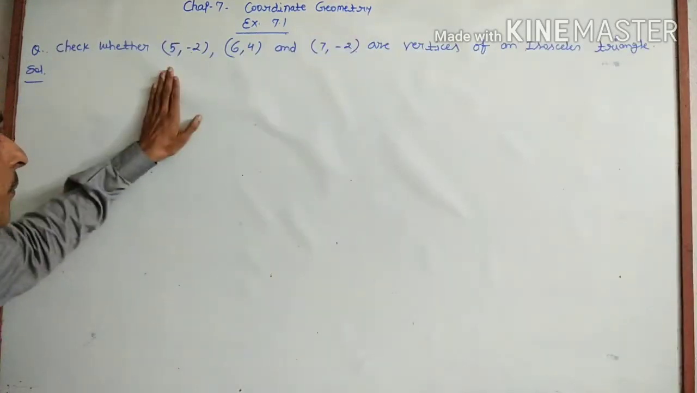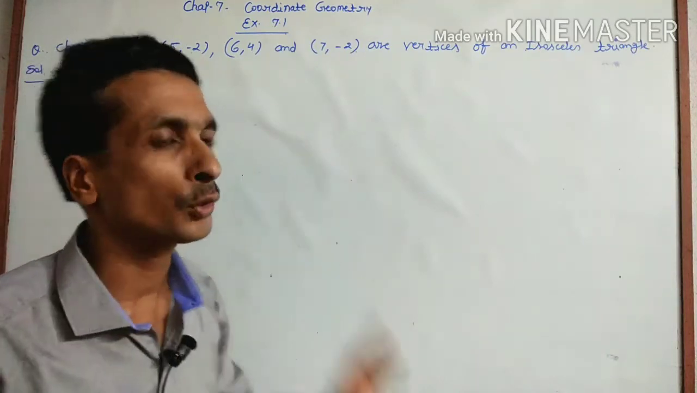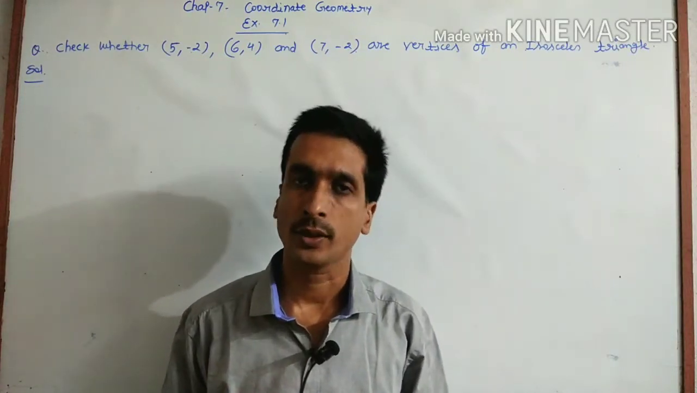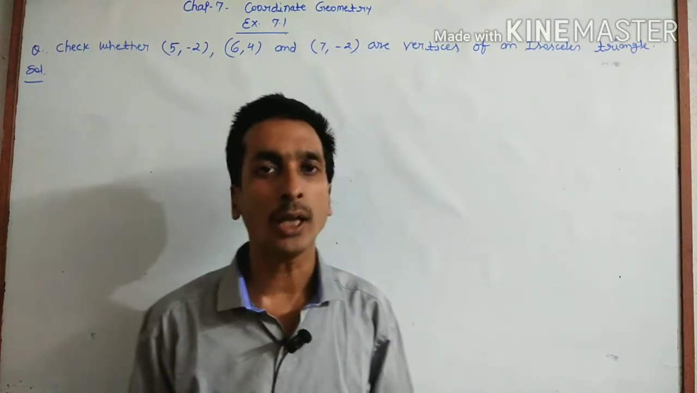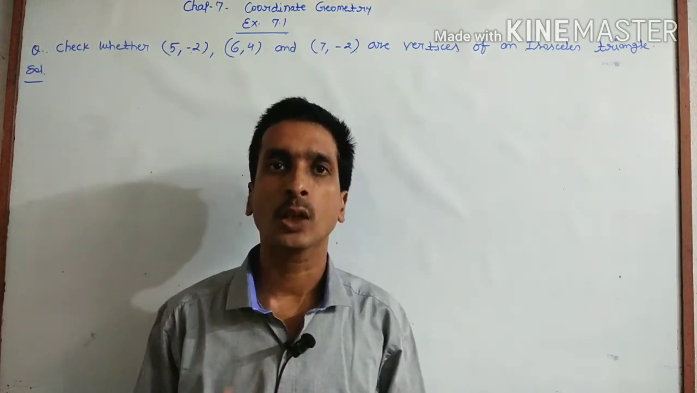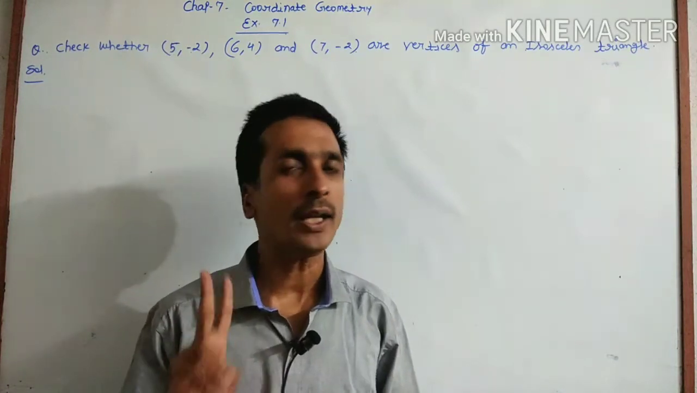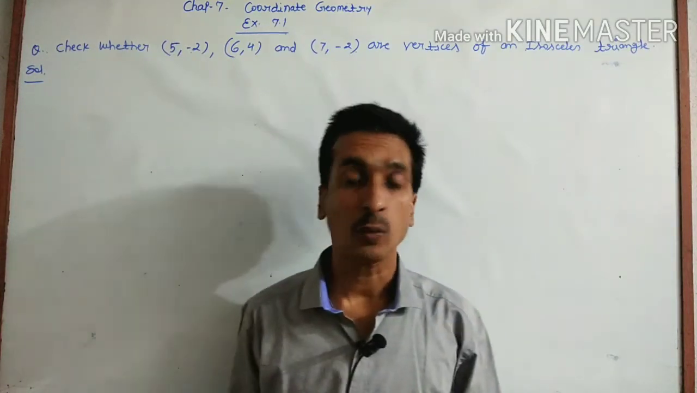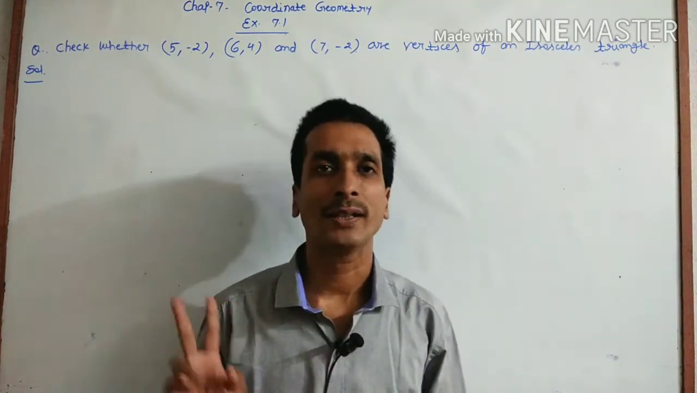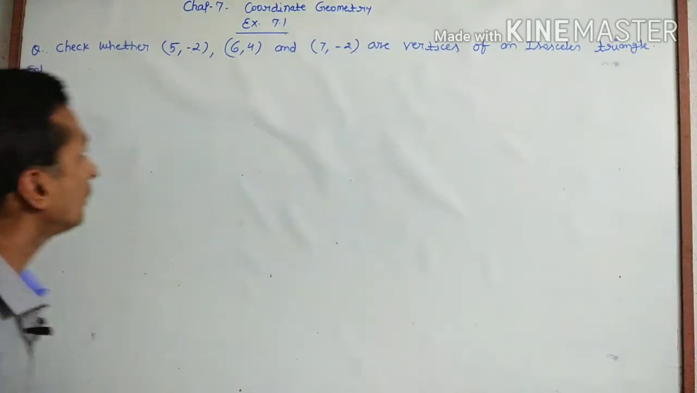Check whether (5, -2), (6, 4) and (7, -2) are the vertices of an isosceles triangle. In this question, we have three vertices. If two sides are equal, suppose AB equals BC or BC equals CA, then you can say it is an isosceles triangle. By the help of the distance formula you can find the distances. If they are equal, then you can say it is an isosceles triangle. I think you can understand. Look at this on the board.